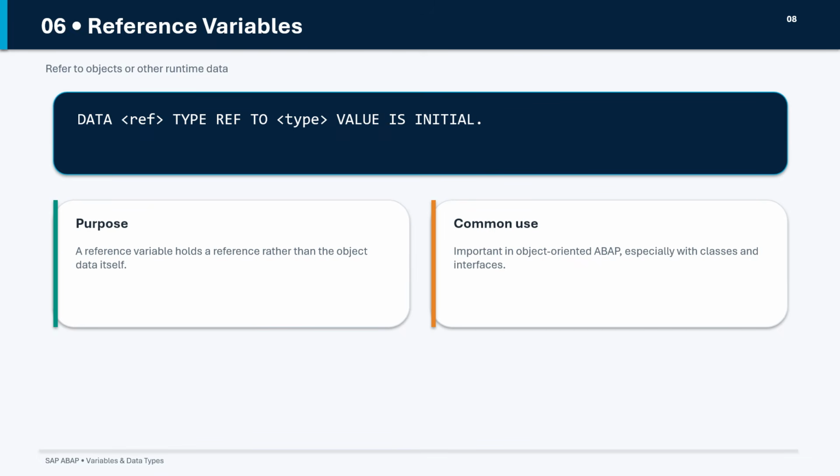But for now, you can see here the syntax of a reference object. It's a basic syntax like this: DATA ref2 TYPE REF TO, and the value initial is not mandatory. We'll discuss this later on.